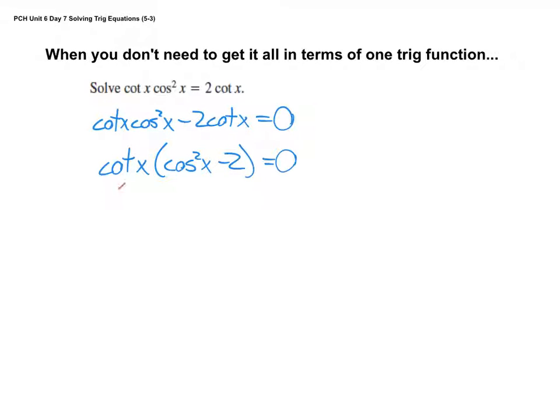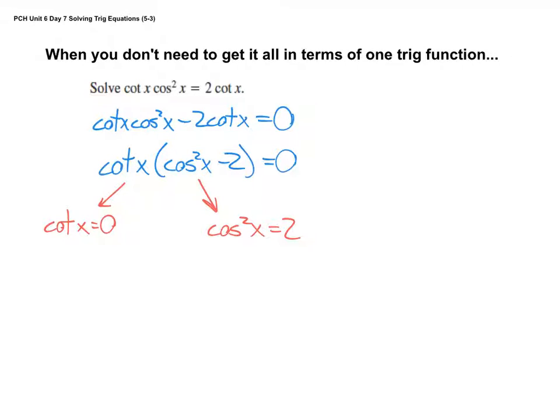So either cotangent equals 0 or cosine squared of x equals 2. How'd you get rid of the cotangent? I didn't get rid of it, I just factored it out. Just the distributive property, we factor that out. Okay? So simple, so elegant.